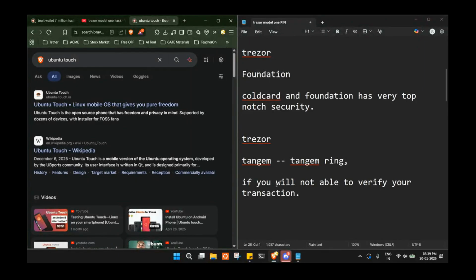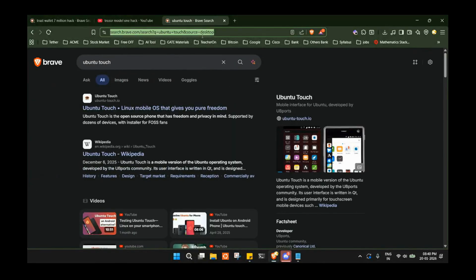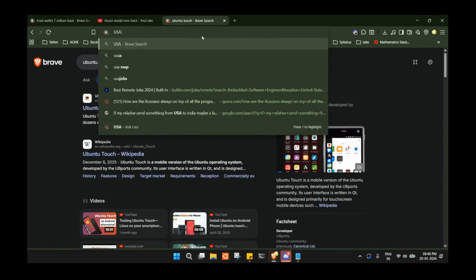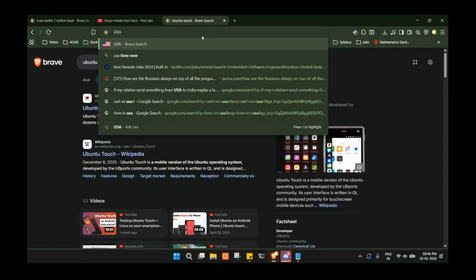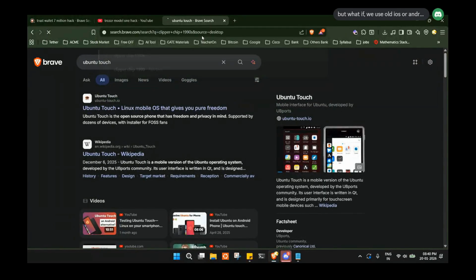Now, one thing I have mentioned is that you have to always check the company which is making the secure element chip. Why do we have to focus on the secure element chip? I am not sure if you are aware, because I was working in a telecommunication company, there was a chip from the USA, the Clipper chip. It was in the 1990s, if I am not wrong. Let me search it.